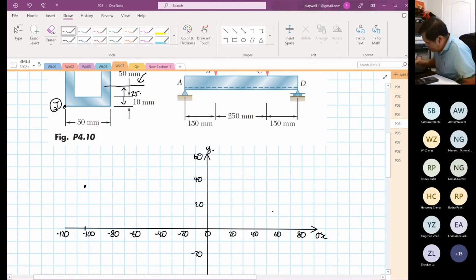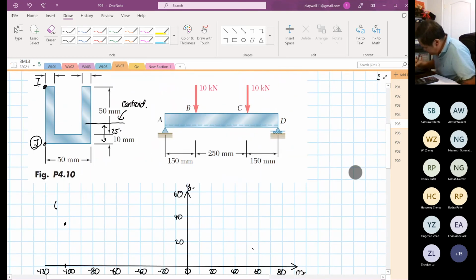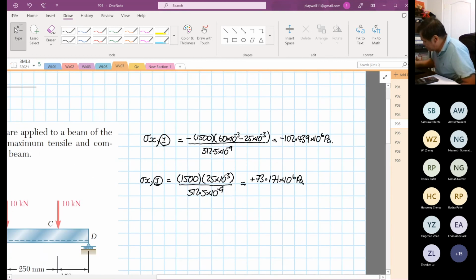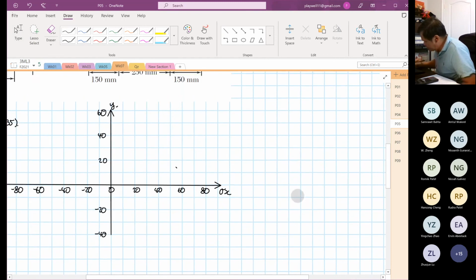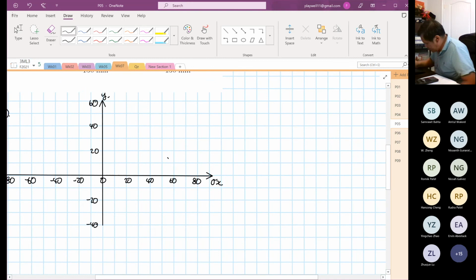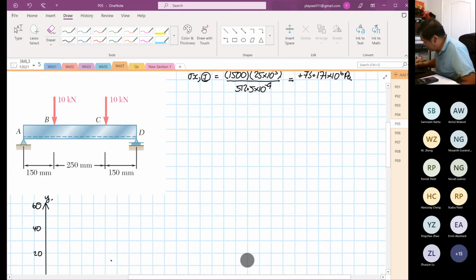You label this point as minus 102.439, and then this is 35. How we get 35 is 60 minus 25. Okay, and then the other point is at minus 25, and the stress is at about 73, so 70. I'm just adding more. This is where we get our 73.171.